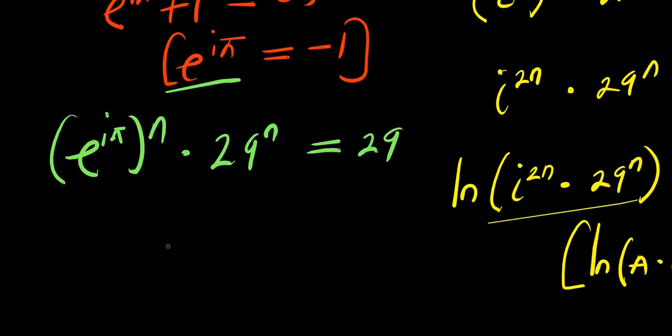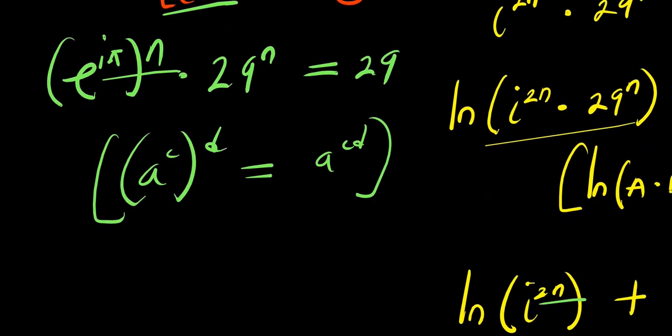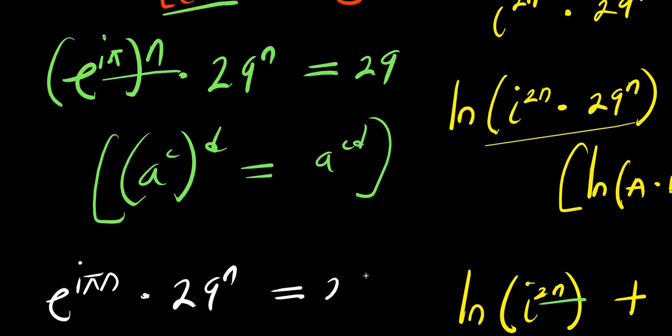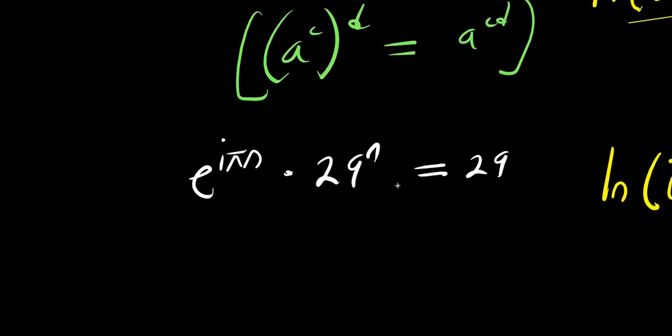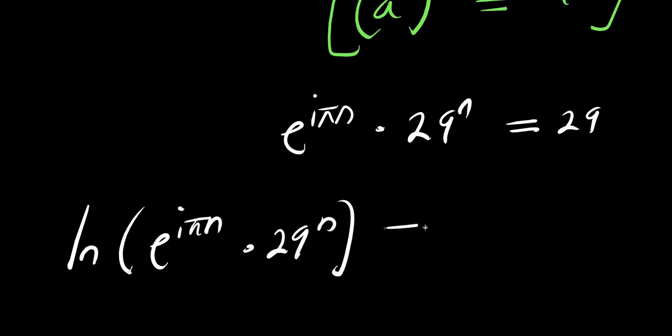Now remember, if you have a^c raised to the power of d equals a^(c times d), so I'm going to multiply this exponent out. I will simply have e^(i pi n) times 29^n equals 29. So what I'm going to do will be to apply natural log. I have the natural log of e^(i pi n) times 29^n equals the natural log of 29.